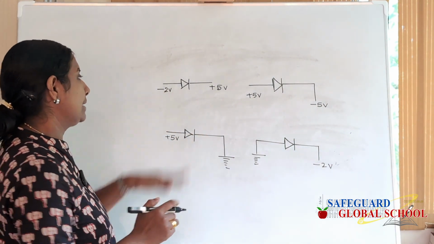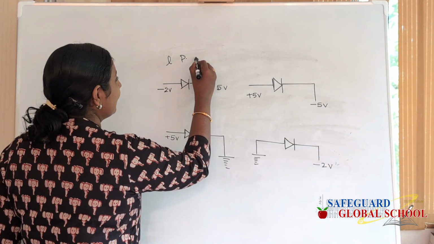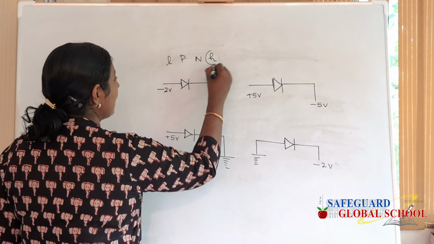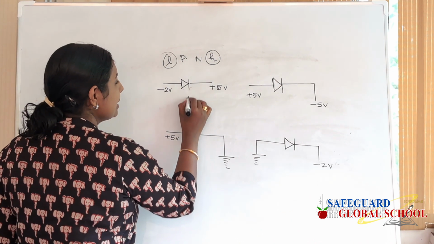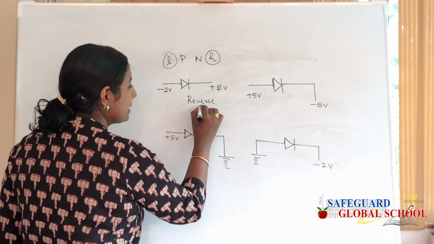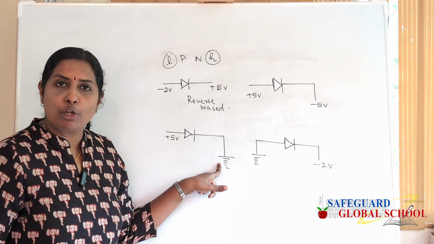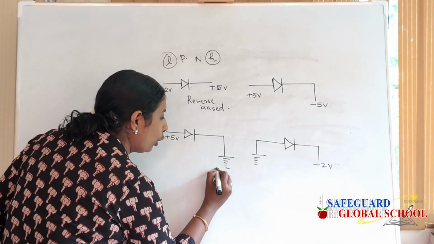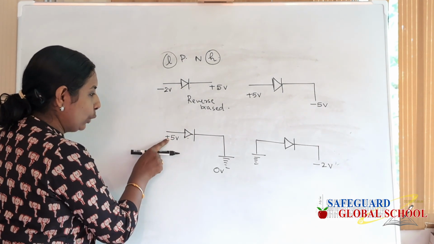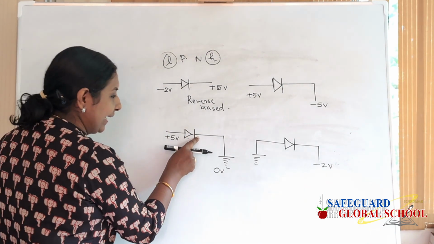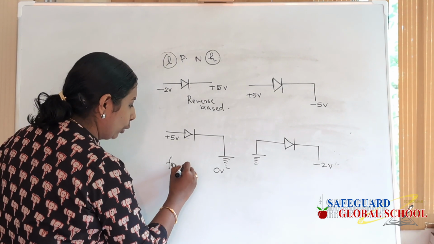So how can you analyze it? Here, look, the positive side is connected to lower potential and the negative side is connected to the higher potential, isn't it? Positive to lower and negative to higher. So this diode is reverse biased. Please understand, children, this diode is reverse biased. Look at this case. What is the potential of earth? The potential of earth is treated as 0 volt. So here look, the positive is connected to higher potential, that is plus 5, and the negative side is connected to the lower potential. So this is forward biased.